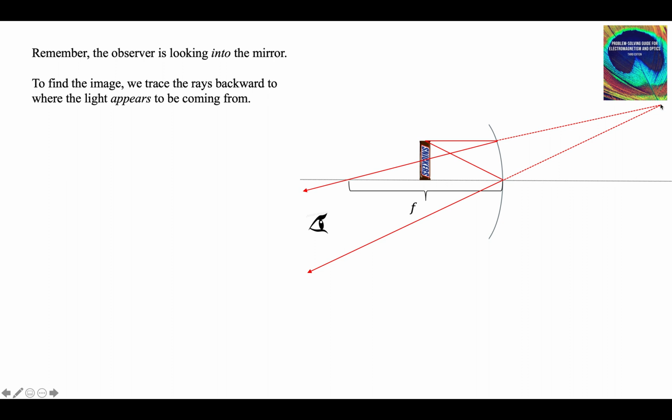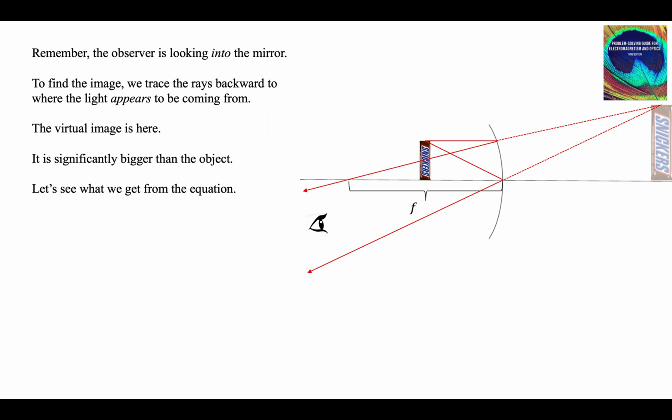This is the top of the image. Let's put it in. There's the image of the Snickers bar. It's certainly bigger than the object. And let's see what the equation tells us.